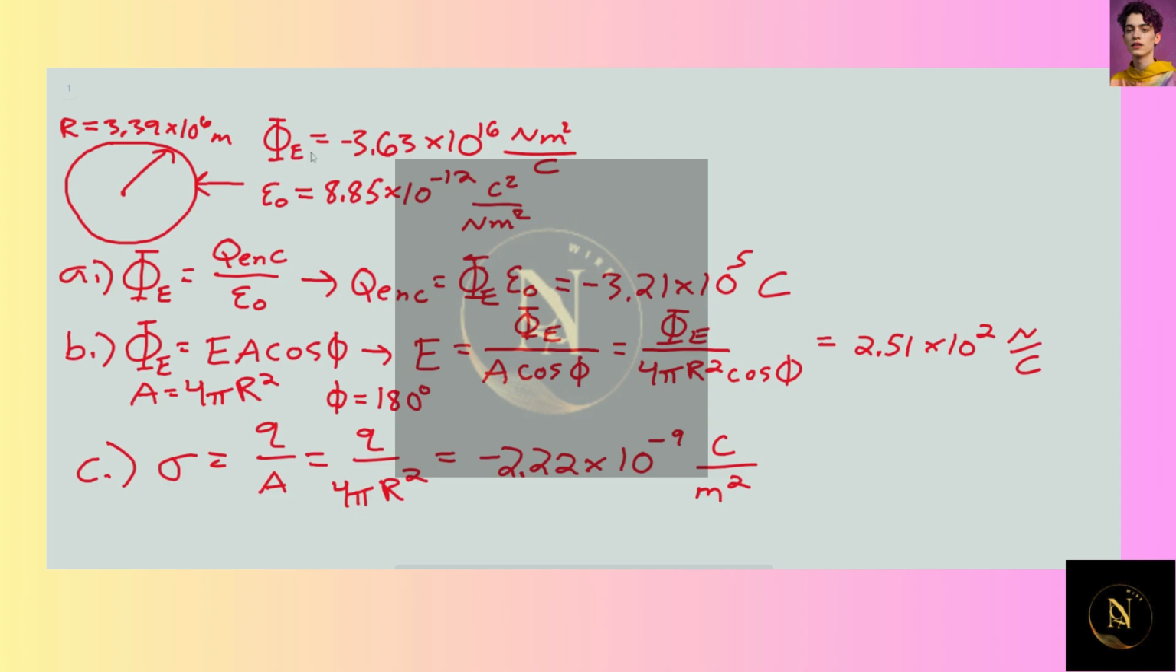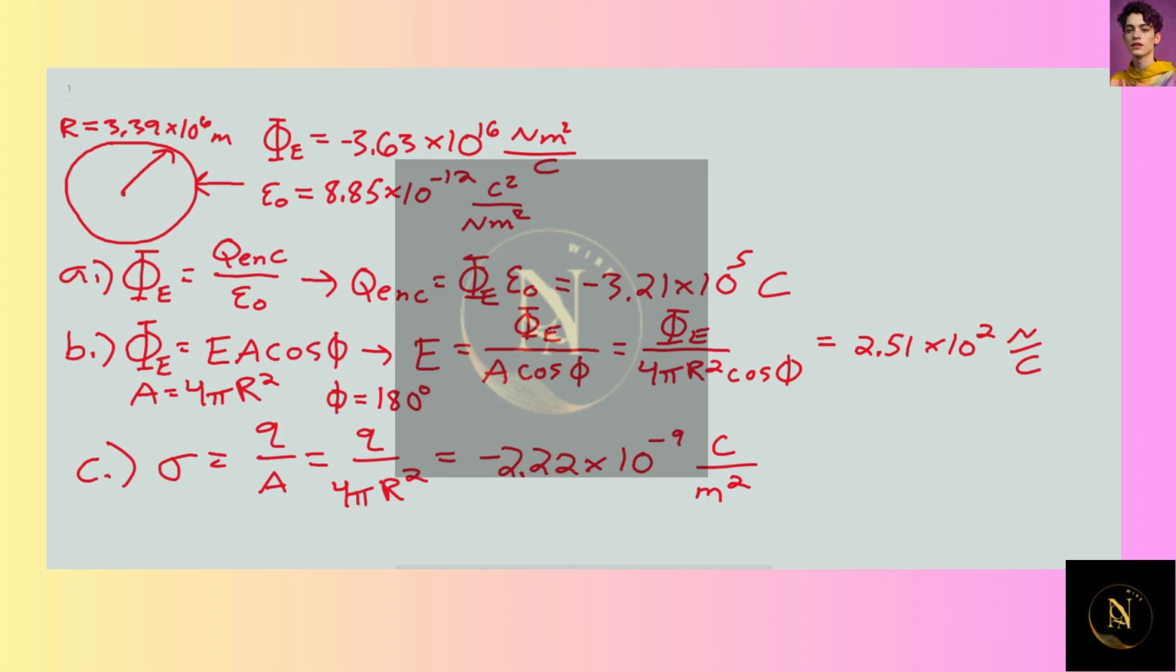And we're given that the flux is negative 3.63 times 10 to the 16 newton meters squared per coulomb. What that means is, because this flux is negative, the electric field must point towards the center of Mars. So the electric field is coming in from space and pointing down towards the surface. We're also going to need epsilon naught, our universal constant that shows up quite frequently in electrostatics, 8.85 times 10 to the negative 12 coulombs squared per newton meter squared.